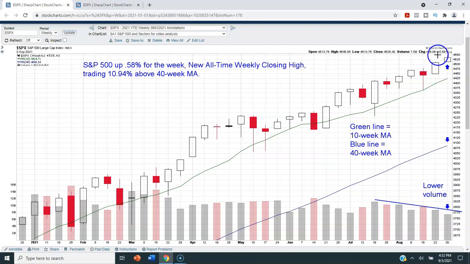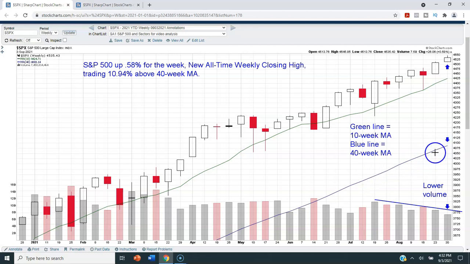Now, where we closed this week, of course, is a new all-time high, 45.35.43, the new all-time closing high for the week, and that puts us 10.94% above the 40-week moving average. Of course, the 40-week is very similar to the 200-day moving average. They're not always exactly the same, but they're going to be pretty close. So again, we're almost 11% above this 40-week moving average. So if we were to have a pullback over the next month or so that brought us down to this 40-week moving average, that would be a 10+% pullback based on where we're sitting right now.